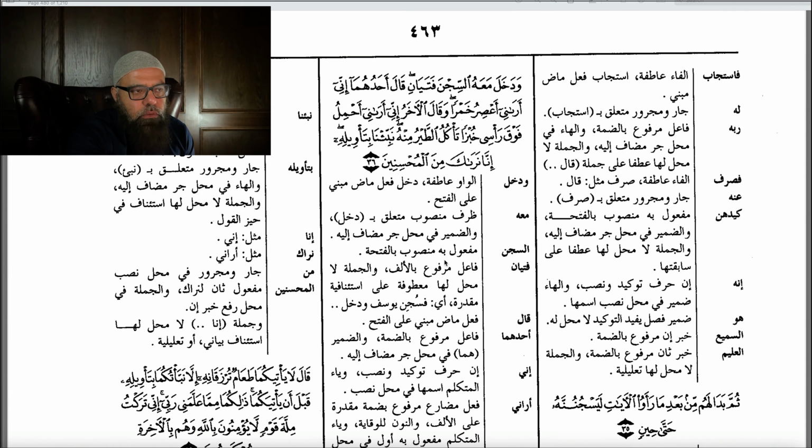As-sijna maf'ulun bihi mansubun bil fathati. It's a maf'ul bihi and it's mansub, and the nasab is reflected with the fatha, as-sijna. In other words, it's a normal word. Okay, fatayan is the fa'il for dakhala.